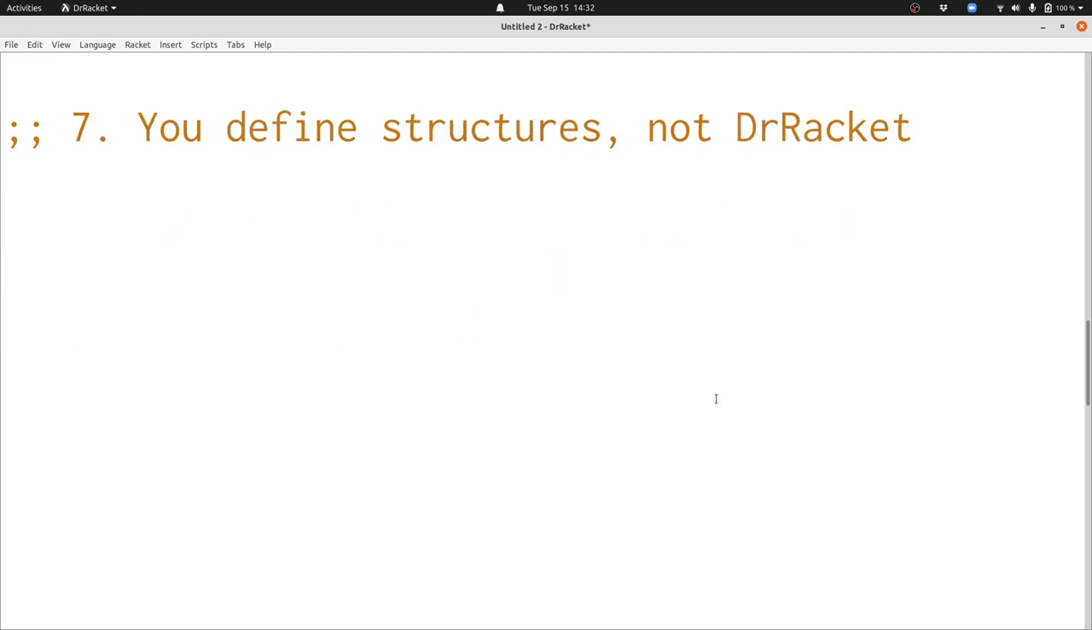Another mistake that I've seen in lectures and labs is thinking that structures are somehow magically built in and not something that we have to define. When I write a person's structure, I'm creating it and I'm choosing the names. The names are not built in for us, we have to pick them.